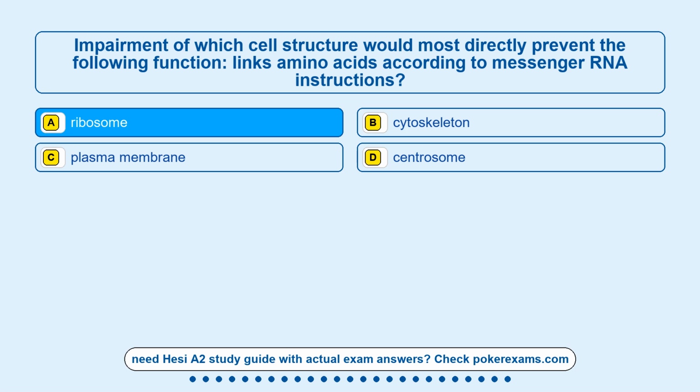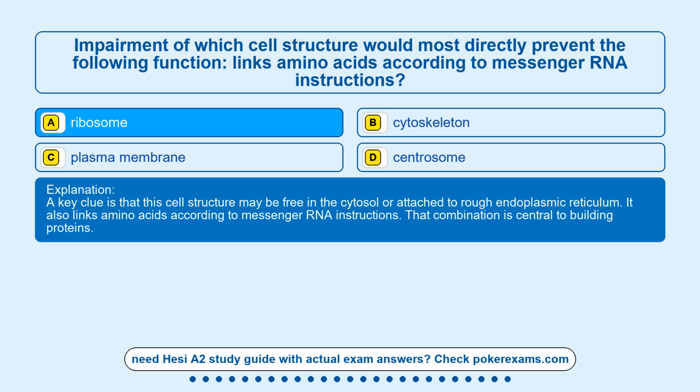The correct answer is option A, ribosome. A key clue is that this cell structure may be free in the cytosol or attached to rough endoplasmic reticulum. It also links amino acids according to messenger RNA instructions. That combination is central to building proteins.